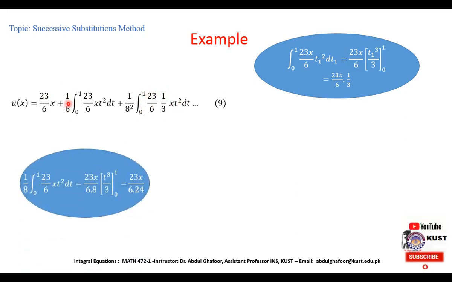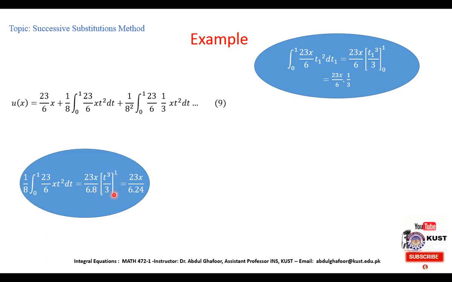Now the value of this integral is equal to 1 by 8 integral from 0 to 1 of 23 by 6 x t square dt. Again, this integral is with respect to t, so 23 by 6 x should be taken outside, as it is like a constant. So by taking this outside of the integral sign and integrating t square with respect to t, we are getting t cube by 3, from 0 to 1.